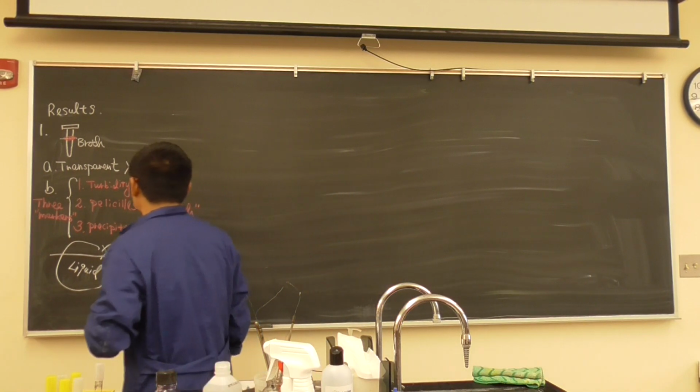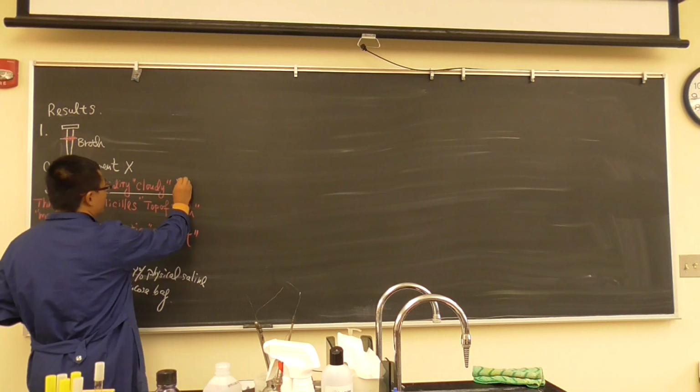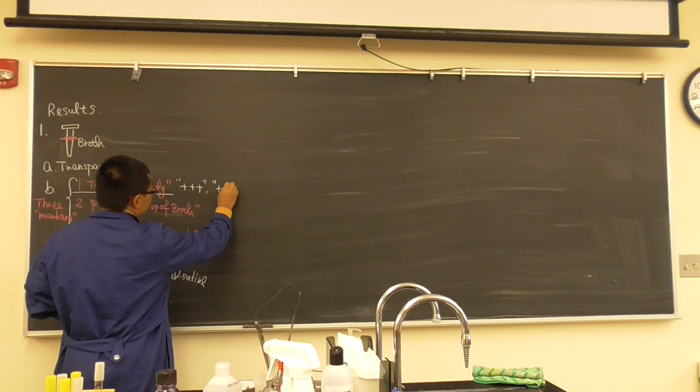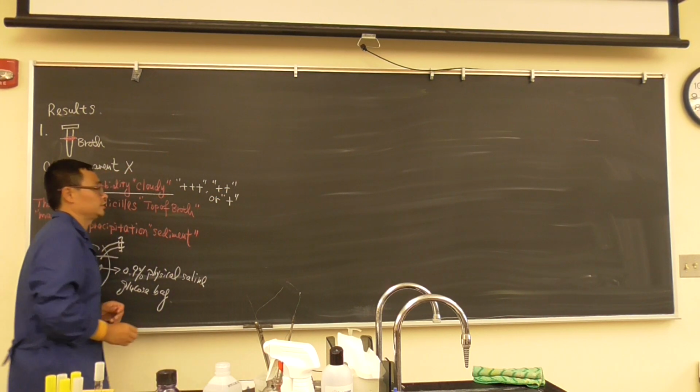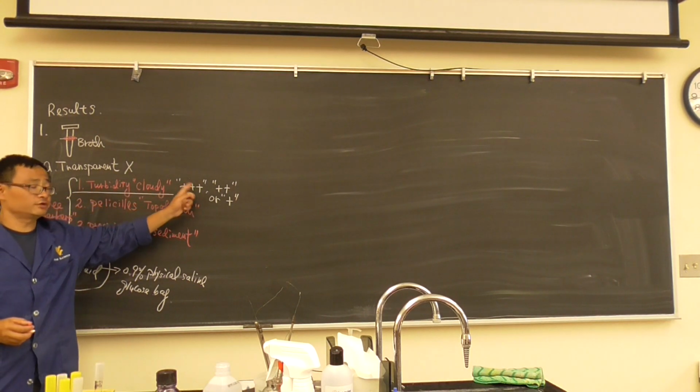Now sometimes, based on the turbidity, we also mark them 3+, 2+, or 1+, to see how turbid it is. But it depends on your eyes, so it's difficult to quantify.